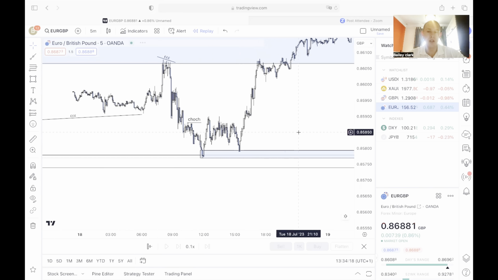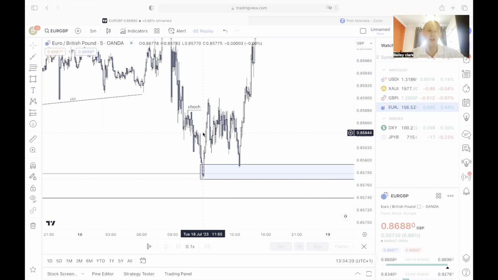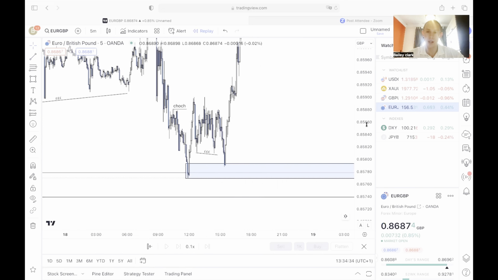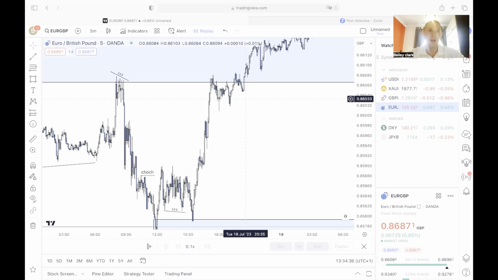We then switched structure on the 5-minute from bearish to bullish. We then induced this area of 5-minute demand, which was left unmitigated. If we just draw this on, this was our level of inducement, so our liquidity. Price took out those early buyers, and then we absolutely flew towards the high, taking this liquidity here.